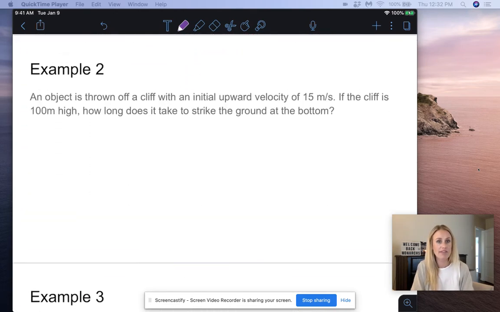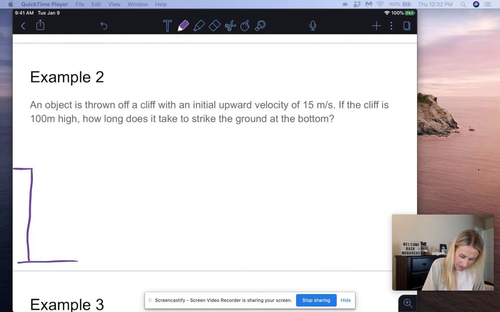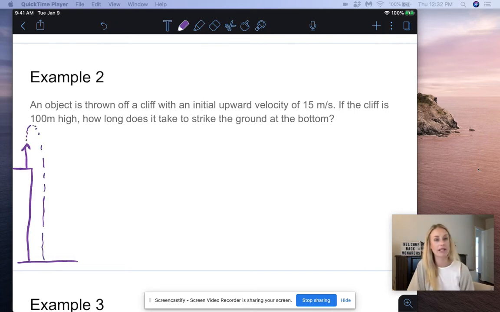Let's do another one. We have example number 2. An object is thrown off a cliff with an initial upward velocity of 15 meters per second. If the cliff is 100 meters high, how long does it take to strike the ground at the bottom? Something like this, I'm going to draw a little picture to show you what I mean. Here's the ground. This object is thrown straight up at 15 meters per second, and then it goes up and comes all the way down to the bottom like that.